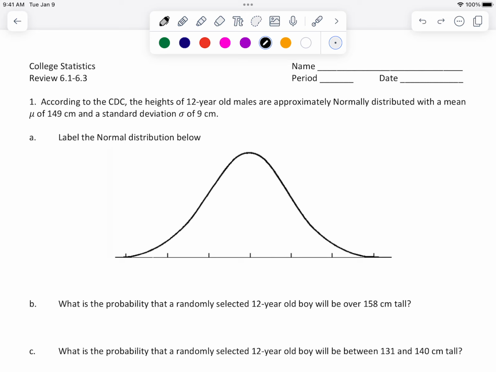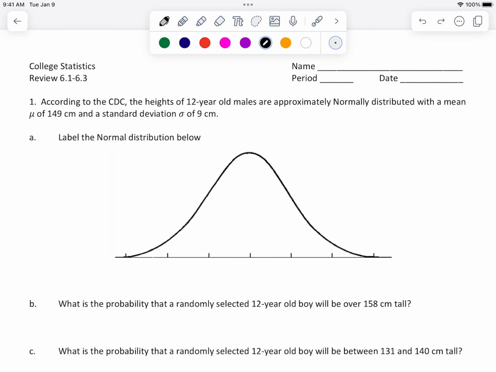Hi, we're going over the review for 6.1 to 6.3. Number 1. According to the CDC, the heights of 12-year-old males are approximately normally distributed with a mean of 149 centimeters and a standard deviation of 9 centimeters. Label the normal distribution below.